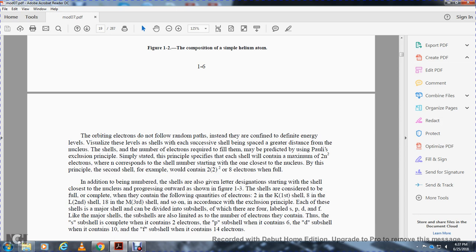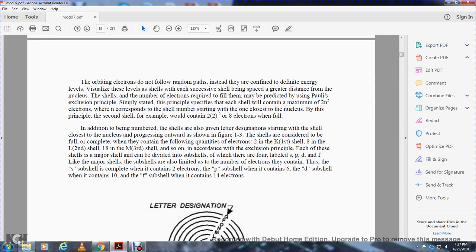By this principle, the second shell, for example, would hold 2 times 2 squared, or 8 electrons. In addition, n being the number of the shell with a given letter designation, starting with the shell closest to the nucleus and progressing outward as shown in figure 1-3, a shell is considered full or complete when it contains the following quantities: 2 electrons in the first shell, 8 in the second, and 18 in the third, in accordance with the exclusion principle.